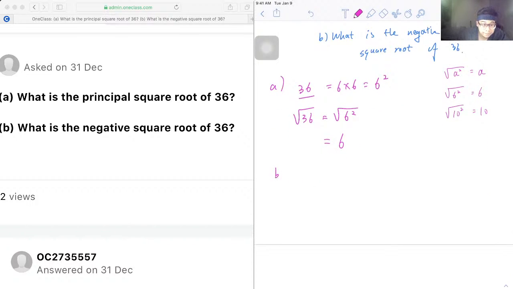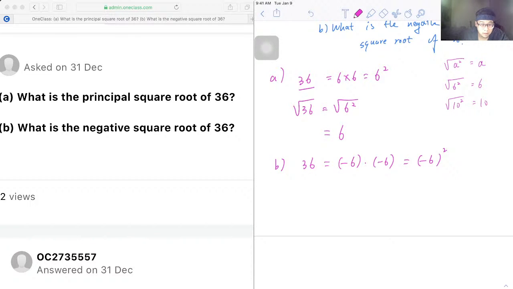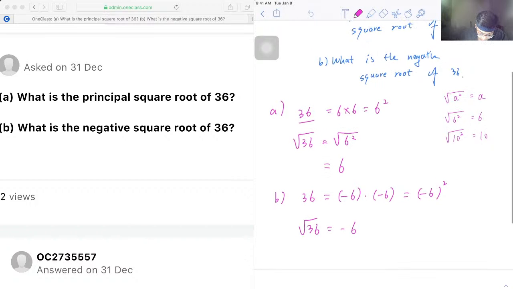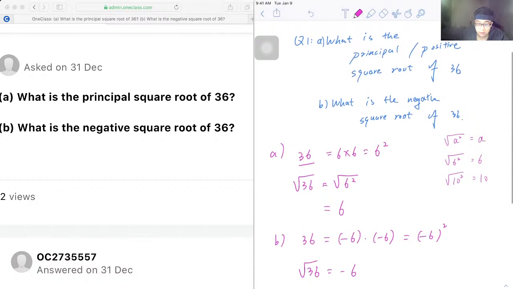In part B, we know that for a negative number, if we square it, we have the result equal to 36. And clearly, negative 6 is a negative square root of 36, right? Because 36 is also equal to negative 6 times negative 6, which is equal to negative 6 squared. And so the root of 36 is also equal to negative 6. Yeah, so I think that's all we have for this question.